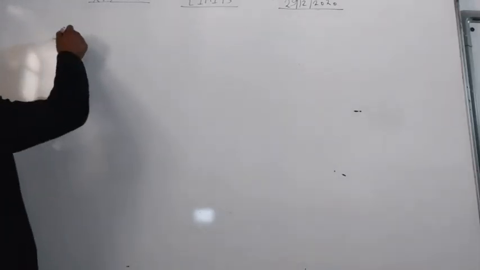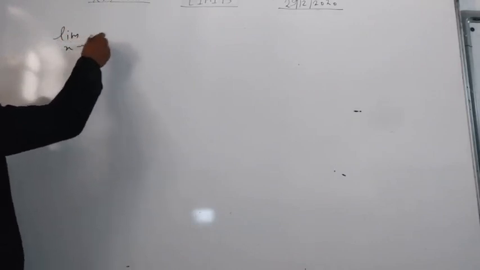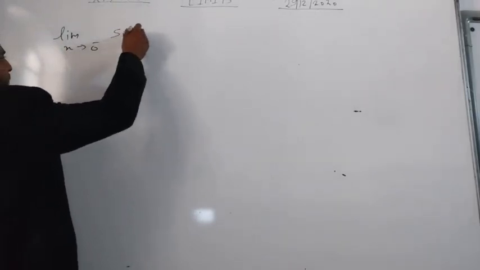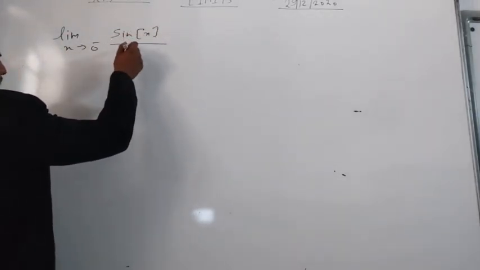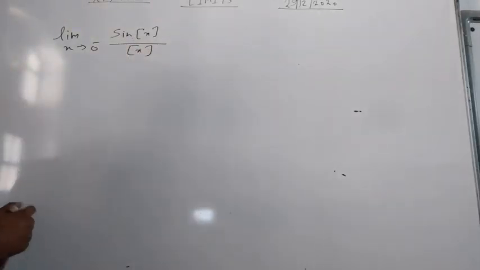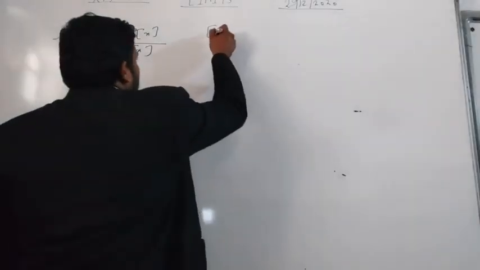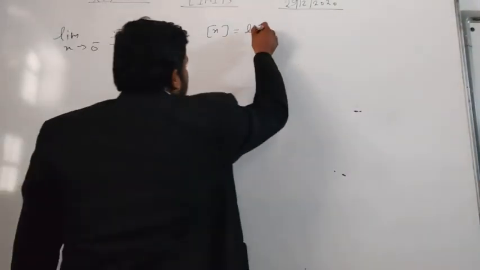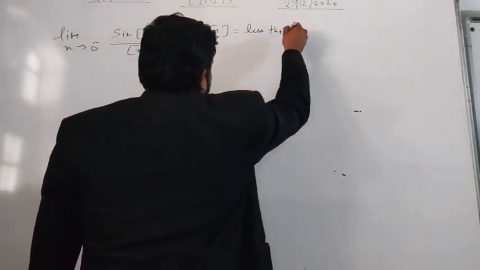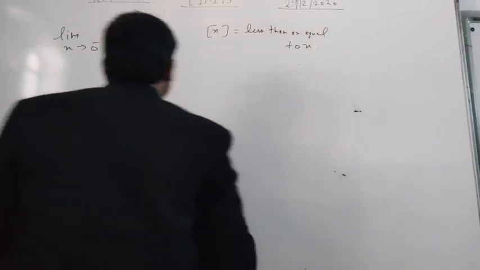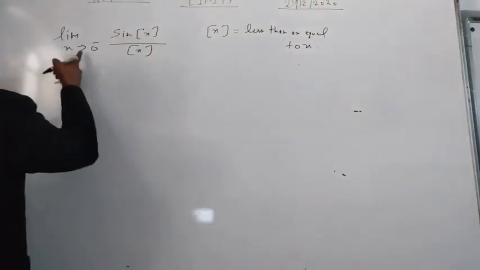Limit x tends to 0 minus of sine of greatest integer function x, and here also greatest integer x. We have to find the limit of this function. Okay, student. So we know that the greatest integer function is less than or equal to x. So we have to find the left hand limit of this.